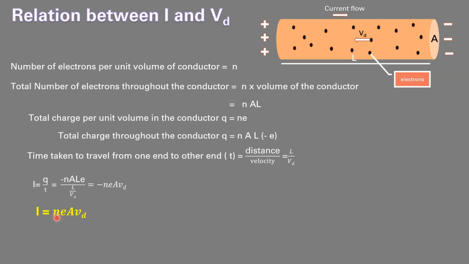Here n is the number of electrons per unit volume, e is the charge of the electron, and A is the area of cross section of the conductor. The current is directly proportional to the drift velocity, because these three terms n, e, A are constant. They cannot change. So the total current is proportional to the drift velocity. This is the relation between the current and drift velocity.